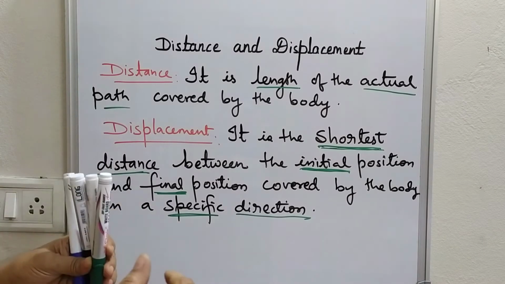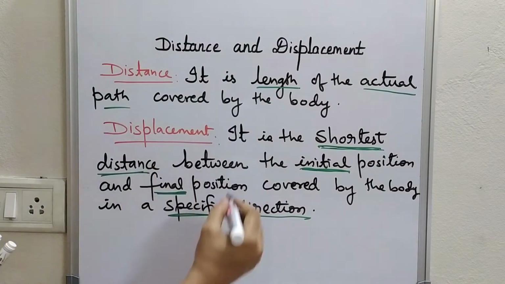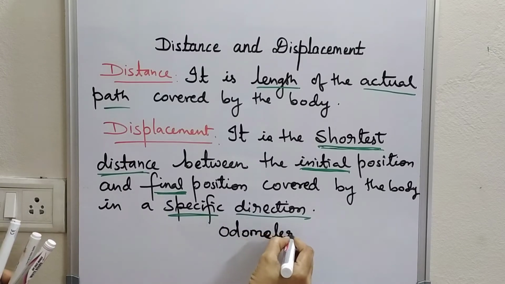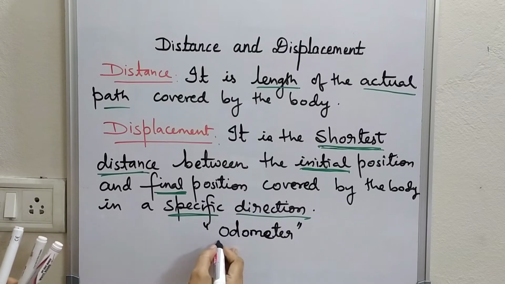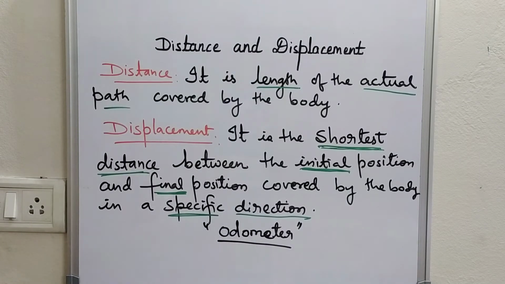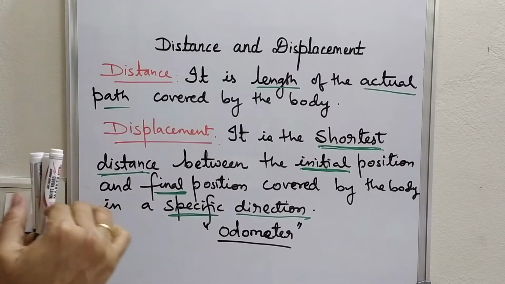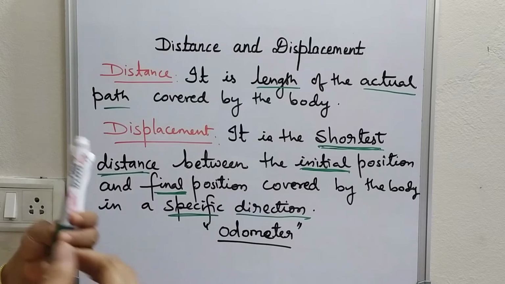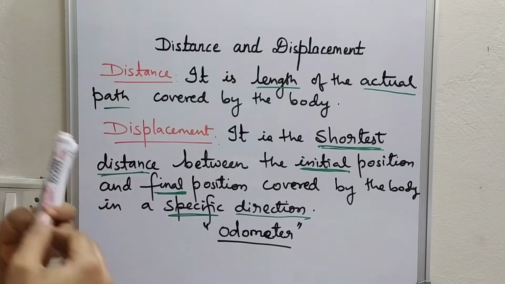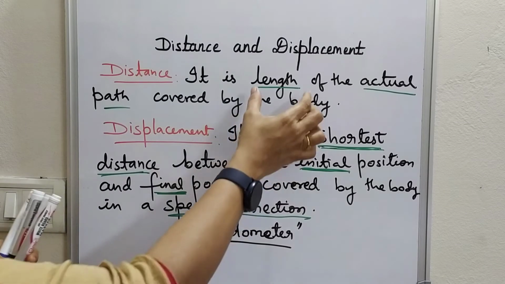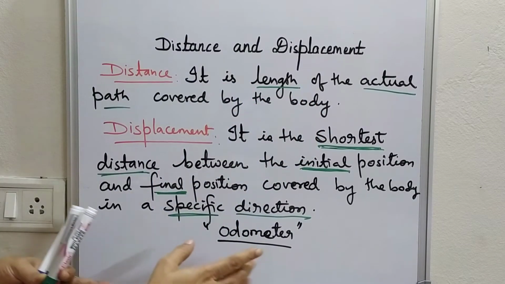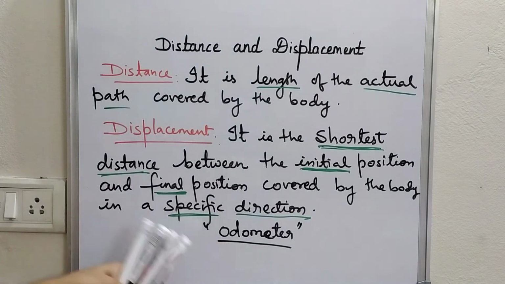Friends, in our vehicles we have a device called an odometer. The odometer is fixed in our vehicles. This device reads the distance traveled by the body. That means from the day we begin using the vehicle, the total length of the path we have traveled is what the odometer reads. So the odometer reads distance, not displacement.